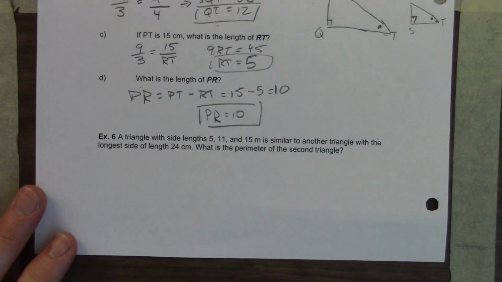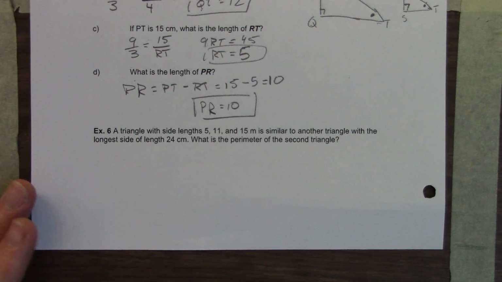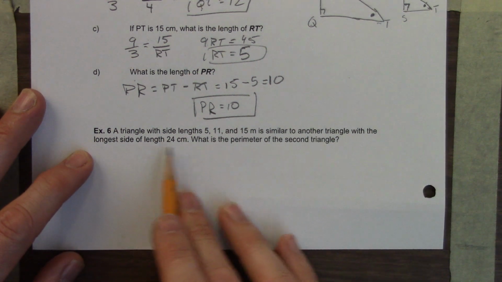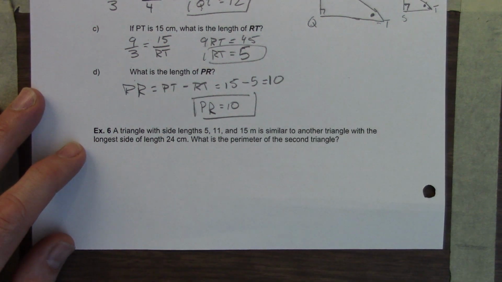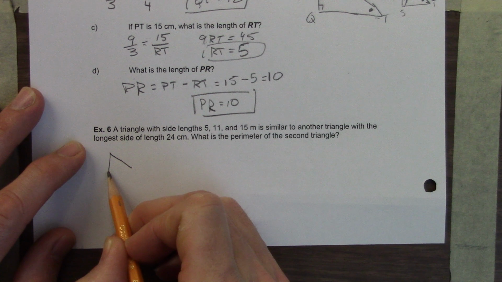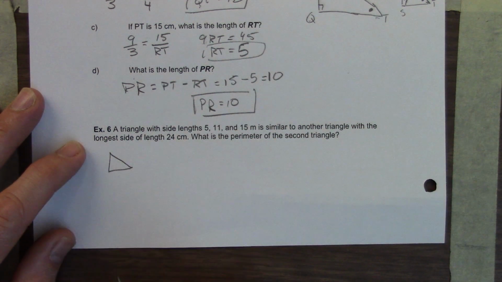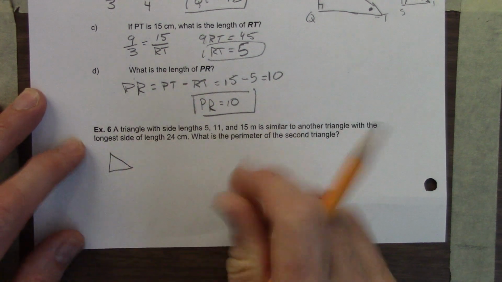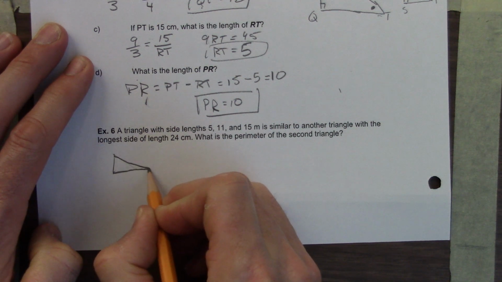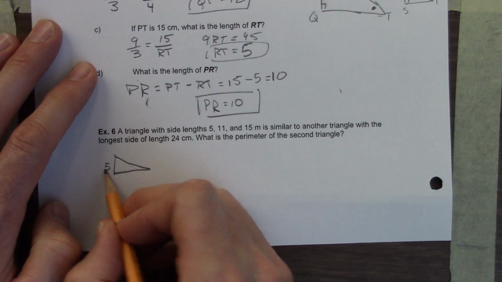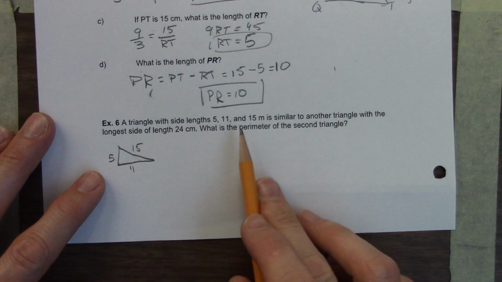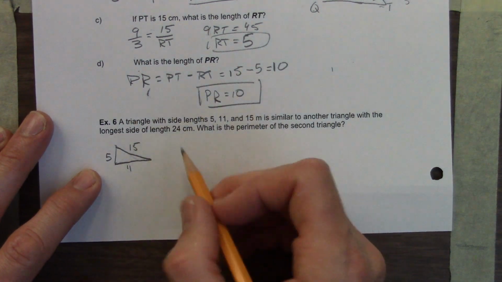Alright, super easy so far, I hope. Example 6. A triangle with side lengths 5, 11, and 15 is similar to another triangle with the longest side length of 24. What is the perimeter of the second triangle? Okay, so we're going to draw the first one. Now we don't know it's a right triangle, so we can't say that this is 90 degrees. It would look a little more like this. This is 5, this is 11, and this is 15. Okay? Is similar to another triangle with the longest side of 24.